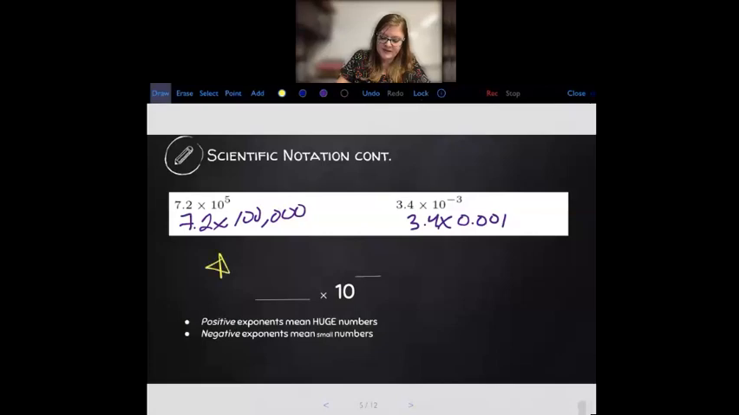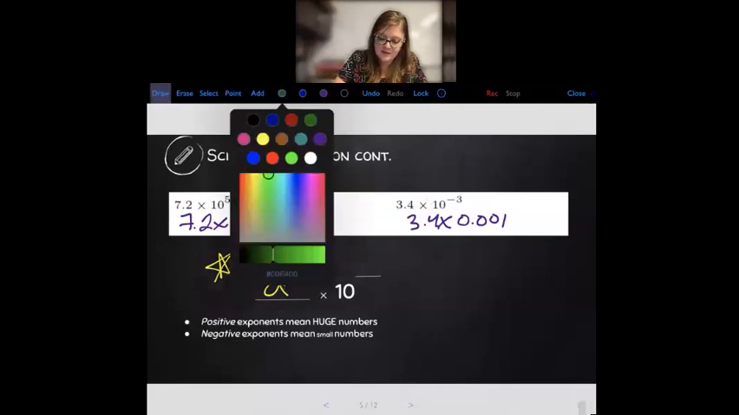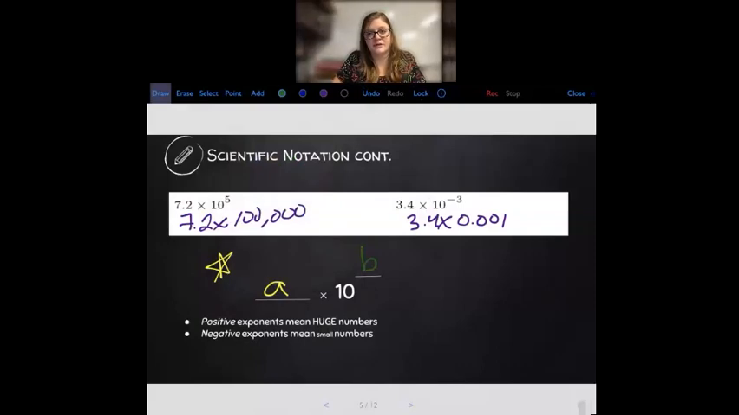So the proper form of scientific notation, make a star by this, is a times 10 to the b, where a is between 1 and 10, 1 can be included, 10 cannot, or it's between negative 1 and negative 10. So essentially, when we're talking about a, there has to be one number to the left of the decimal point. So for instance, this has to be 7.2, not 72 or 0.72. Same thing here, this has to be 3.4, not 0.34 or 34. And then it's to the power b, where b is an integer. So positive 1, 2, 3, 4, etc., or negative 1, negative 2, negative 3, negative 4.